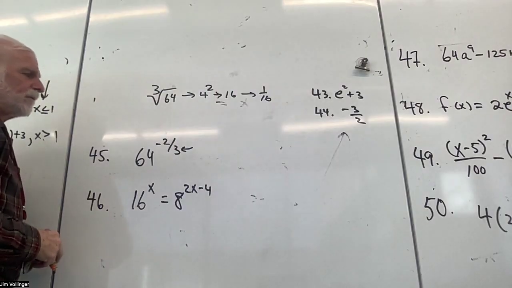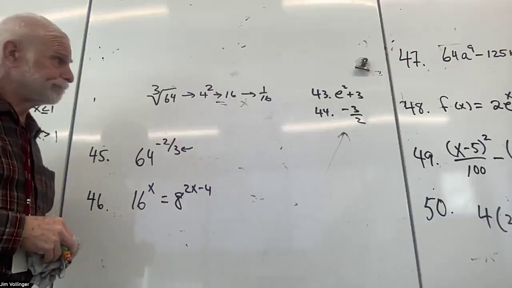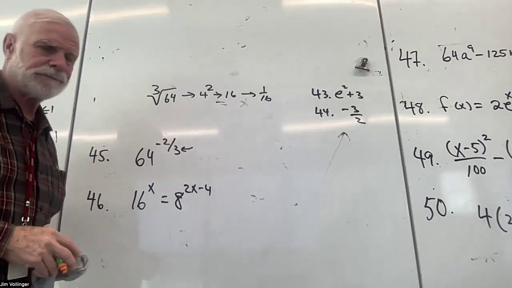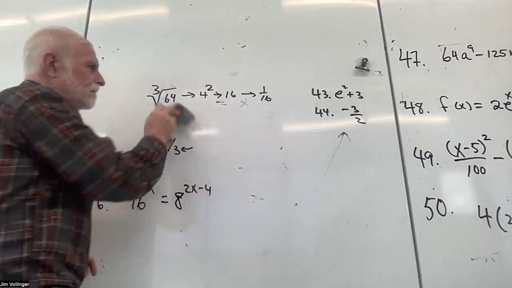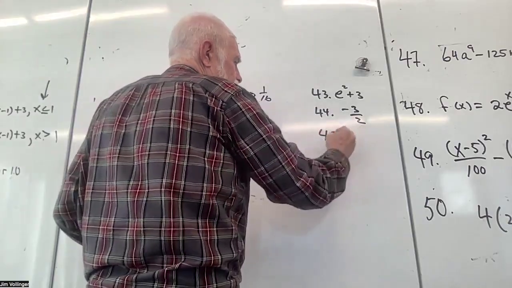Now, you could do it in a different order. You could square 64 and take a cube root. You'd get 16. That seems a little harder to see. So go small, then big. So 45, 1/16.